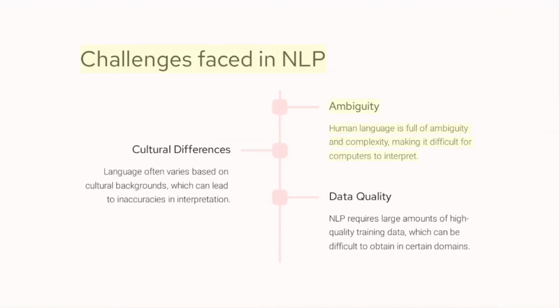Challenges faced in NLP. Ambiguity: human language is full of ambiguity and complexity, making it difficult for computers to interpret. Cultural differences: language often varies based on cultural backgrounds, which can lead to inaccuracies in interpretation. Data quality: NLP requires large amounts of high-quality training data, which can be difficult to obtain in certain domains.